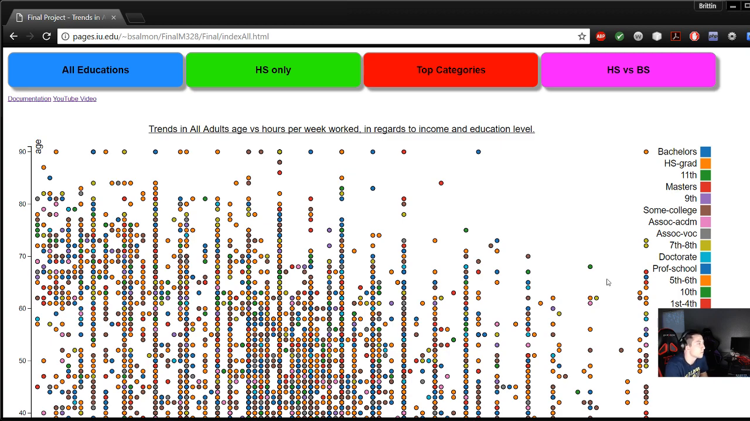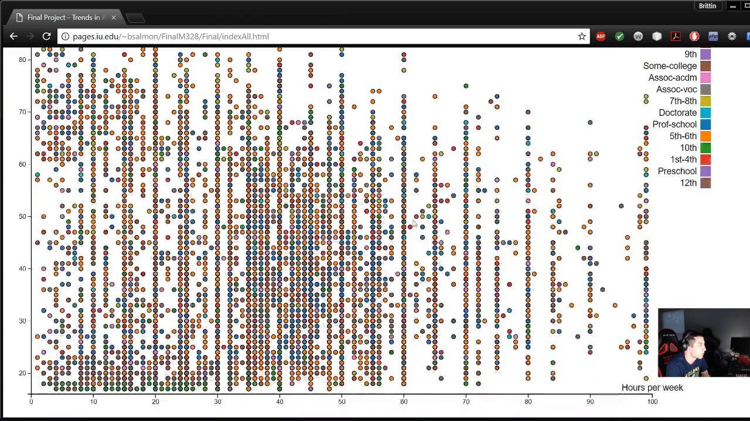We ended up using education in kind of a different way. We made a legend. The legend is colored based on the data sets that you click on up here. This has all the educations, just the high school, so ninth grade through high school grad, the top 5 categories, which was high school, some of the different college degrees, and then high school versus a bachelor's. The legend changes based on which one of these you click and then loads the data in a little bit differently depending on which one you select.